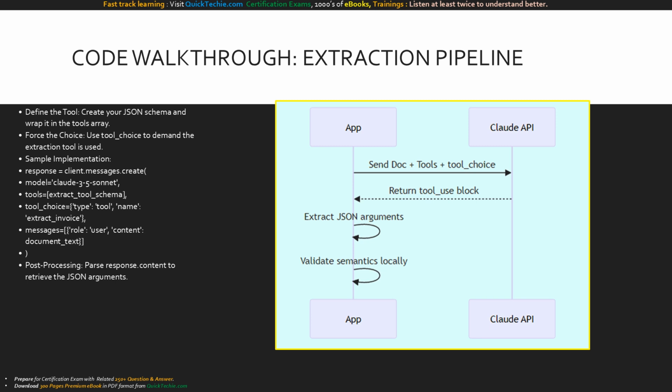Once the API returns, you simply parse the tool block from response.content to access your structured data, ready for semantic validation. This sequence diagram maps the code execution. Our application sends the document, the tool schema, and the force tool choice. The Claude API responds not with a text block, but a tool use block. Our app intercepts this block, extracts the JSON arguments, and runs our local semantic validation before proceeding.